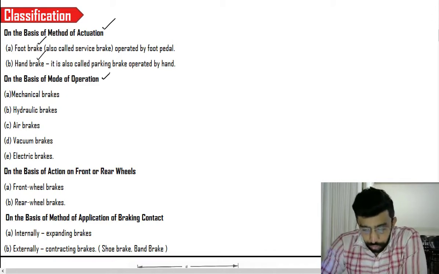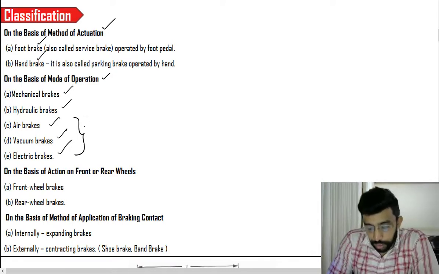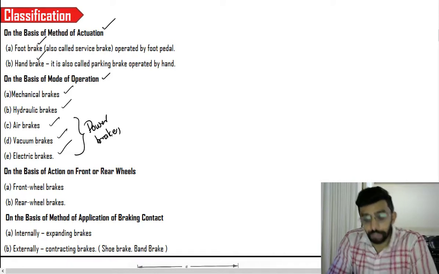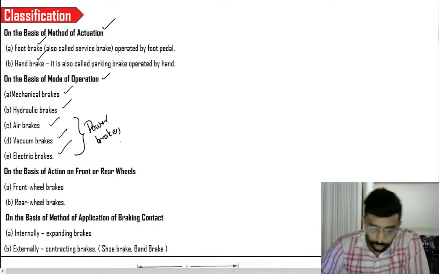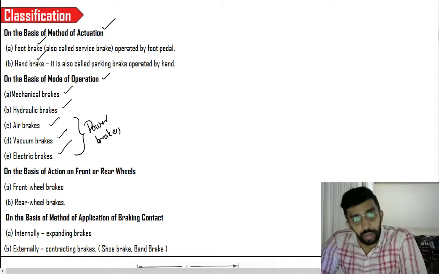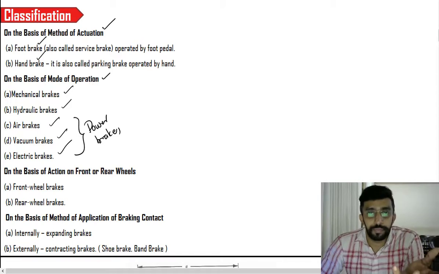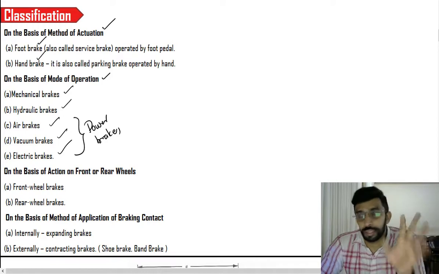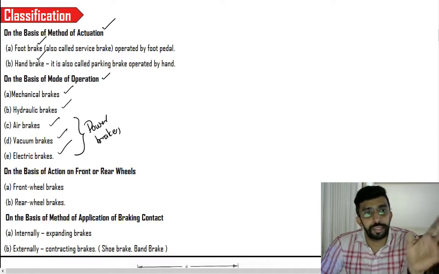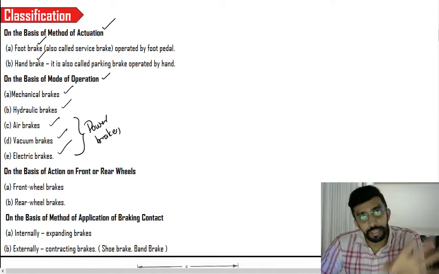Now, based upon the mode of operation, this is one of the most important categories, where we have mechanical brakes, hydraulic brakes, air brakes, vacuum brakes, and electric brakes. Among these, the last three are called the power brakes. Now, you might wonder what is the speciality of all these brakes. One thing you should keep in your mind is that the basic working principle is one and the same. You have a braking element which is rubbing against the rotating part, thereby it offers resistance, and finally it brings the system to a stop. That's the basic working operation.